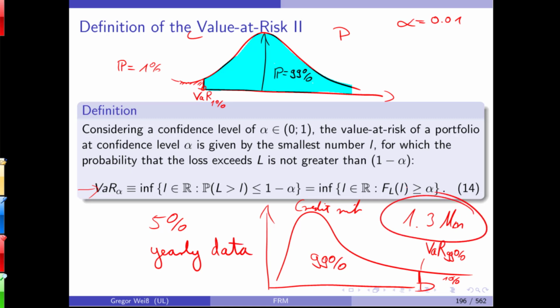How would you interpret the 1.3 million of a value at risk based on annual data and 5% confidence level? That in 5 out of 100 years, you will have a loss that is higher than 1.3 million. So, every 20 years, you will have a loss of at least 1.3 million. And this is very important to remember, the definition of a quantile.